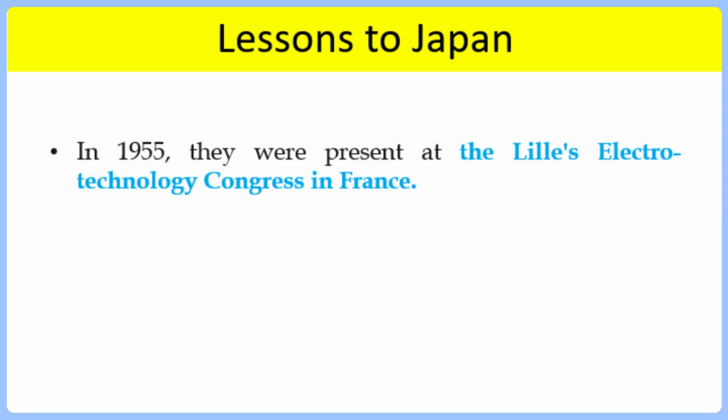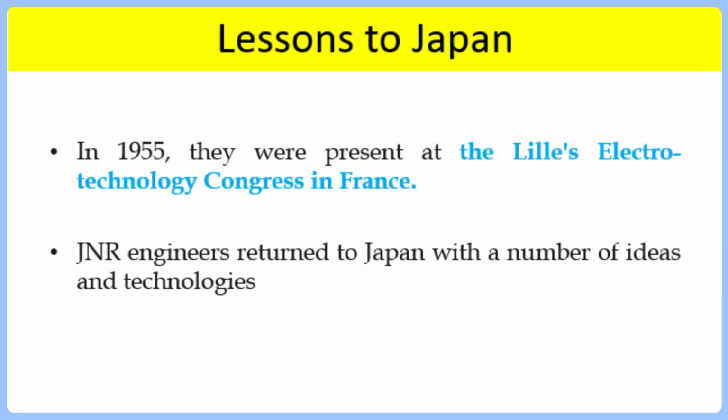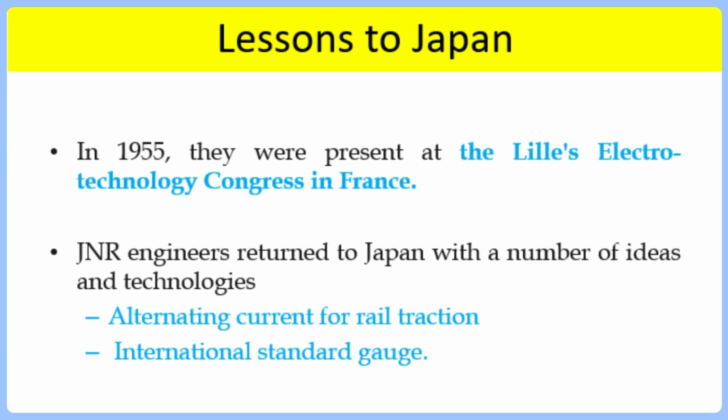In 1955, JNR researchers and engineers of Japan were present at the Lille Electrotechnology Congress in France. They returned to Japan with a number of ideas and technologies. The major ones were the use of alternating current for rail traction and the use of international standard gauge for high-speed trains.